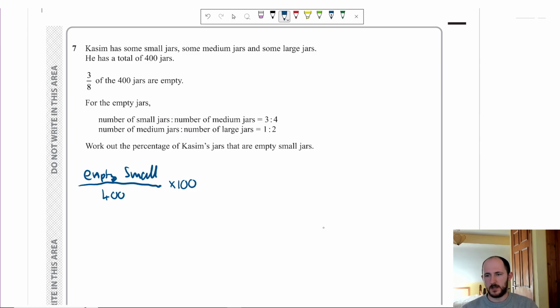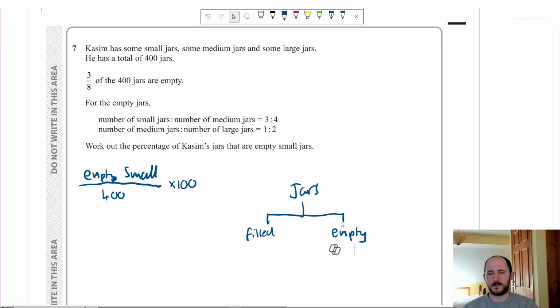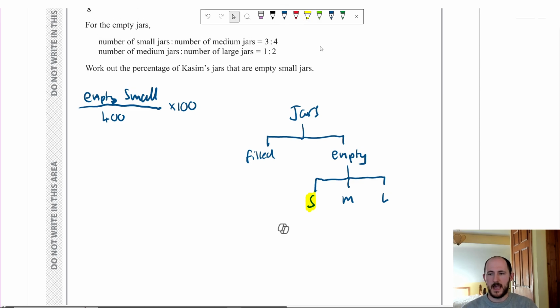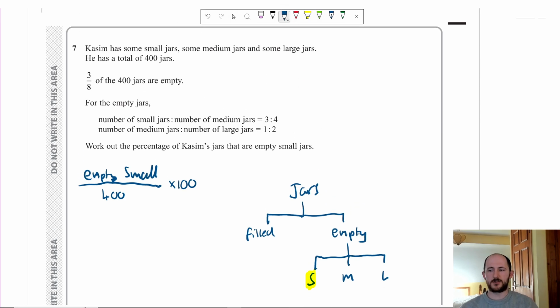So first of all, we have all jars, then there's going to be the filled ones and the empty ones. And then the empty ones are broken up into 3 pieces: small, medium and large. And we are interested in the number of small empty jars. So let's try and work out some of these values, shall we? Well, 3/8 of the 400 jars are empty.